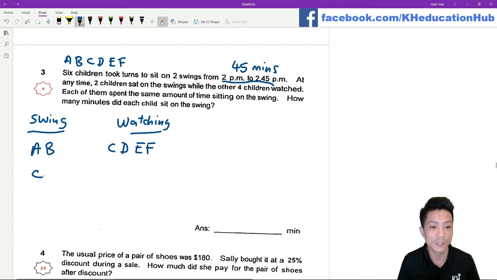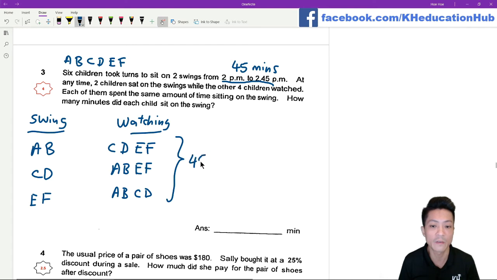Now when we switch over, let's bring out C and D. A and B will go back and E and F will remain there. The last pair that comes out will be E and F, and A, B, C, D will be watching E and F. So all together this is 45 minutes. They're asking how many minutes did each child sit on the swing. Each of them spends 15 minutes, because 45 divided by 3 gives you 15. So the answer is 15 minutes.